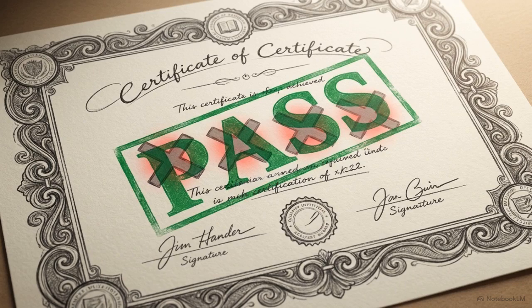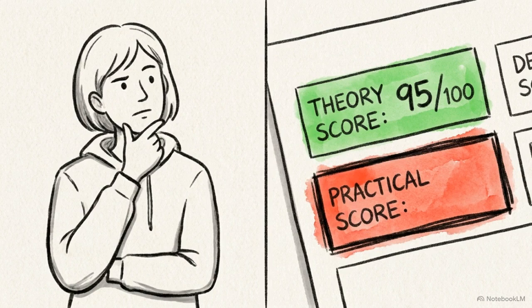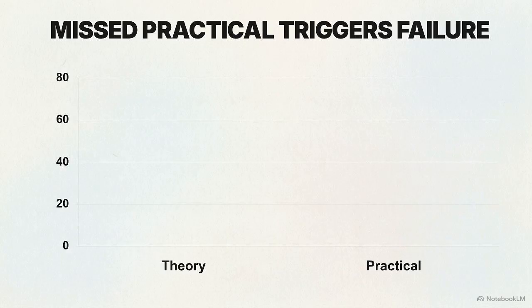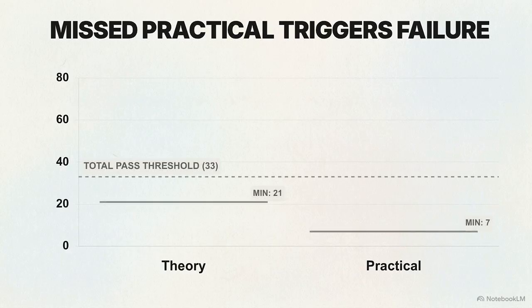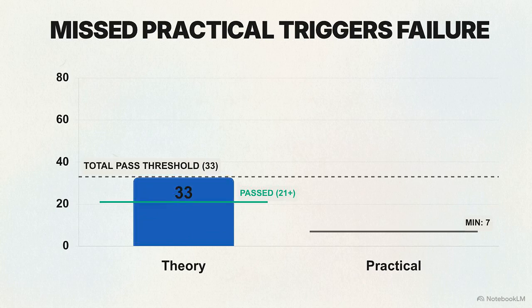Another point of confusion is seeing a total score of 33 marks, the known passing threshold, but still receiving a failing grade. This chart shows why. Theory and practicals have independent minimums. Out of 64 theory points, you must score 21. For the 20-point practical, you need 7. Acing theory with 33 points but ignoring practical triggers a failure because that 7-point threshold was missed.